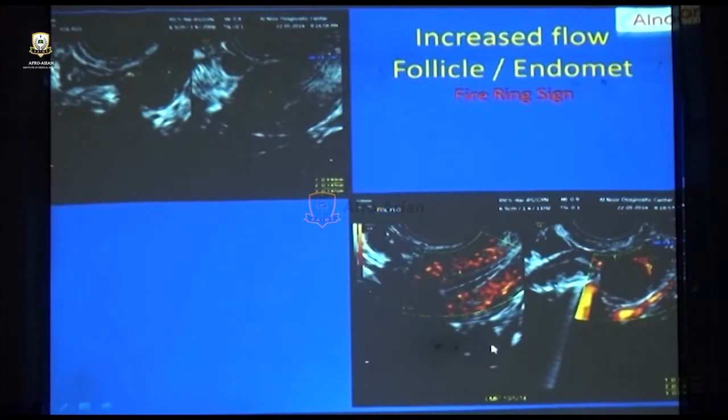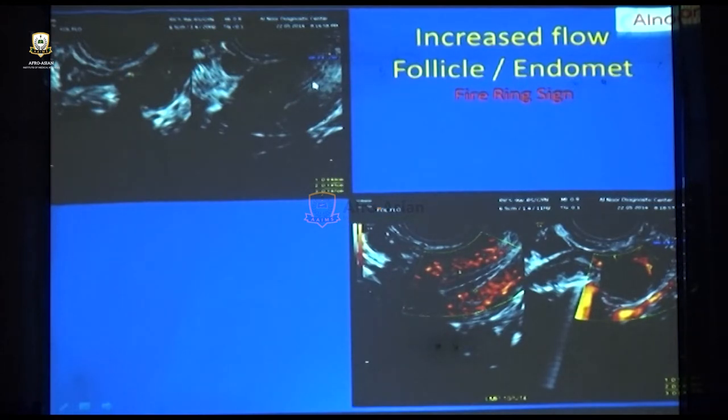Now the increased flow, how to measure it? The dominant follicle, as I told you earlier, has to be 16 millimeter plus. If you look at this follicle, it's rounded, it's dense, it's distended. It's not an irregular outline, unless it is a full bladder. In the normal cases, it has to be very well rounded. And look at the endometrium.